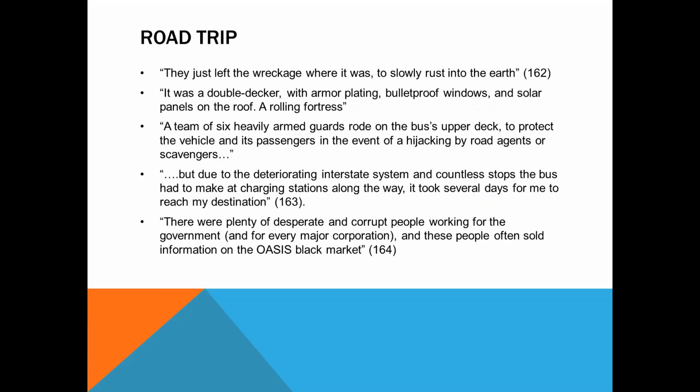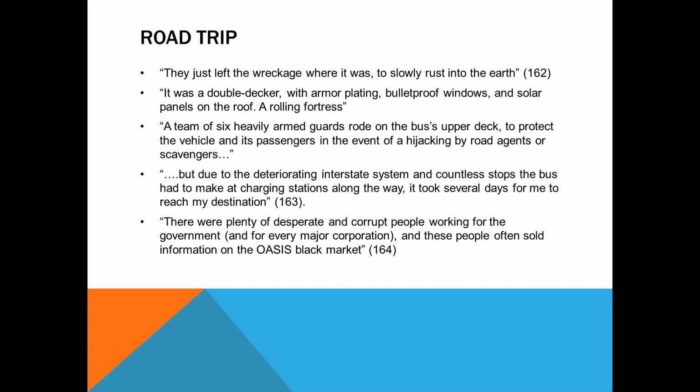That leads Wade to a road trip. So he says they just left the wreckage where it was in the stacks, slowly to rust into the earth. So Wade uses some of his resources and catches a double-decker bus. And interestingly, we get to see the sort of erosion of the American landscape, the sort of chaos that's taken over in the wake of any sort of normalcy and the governmental collapse.